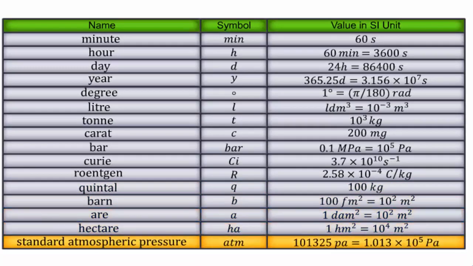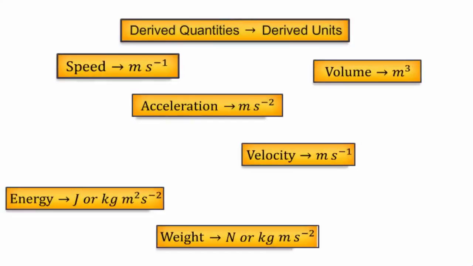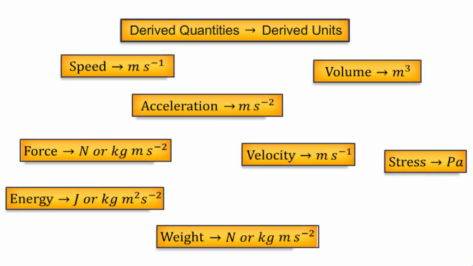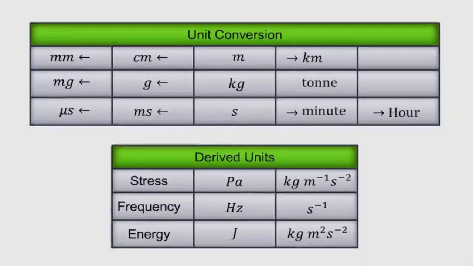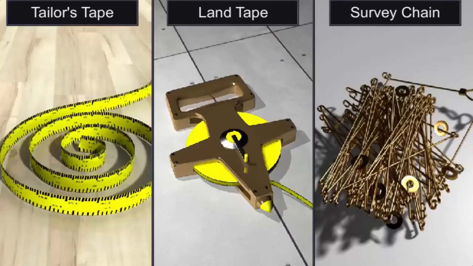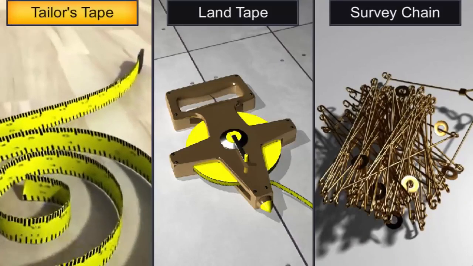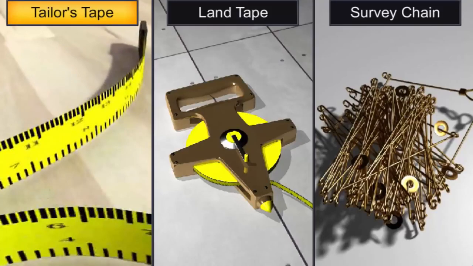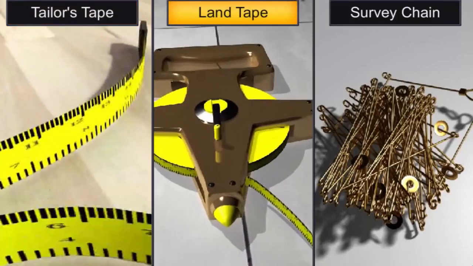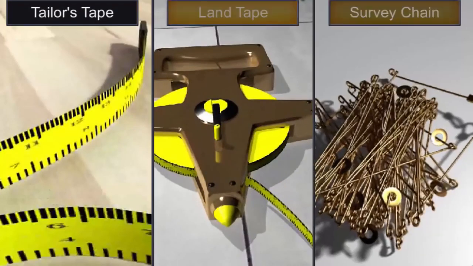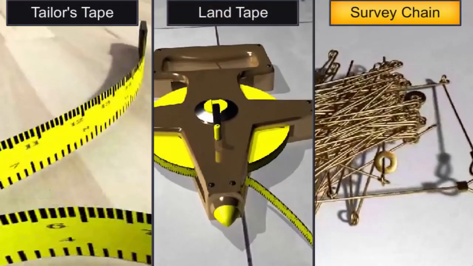For all derived quantities, their units are derived from these base SI units. As SI units use the decimal system, it is easy to convert or derive units from base units in this system. You can easily measure length of various entities using appropriate instruments such as a tailor's tape for length of a cloth, a land tape for length of a building, a survey chain for length of roads, etc.